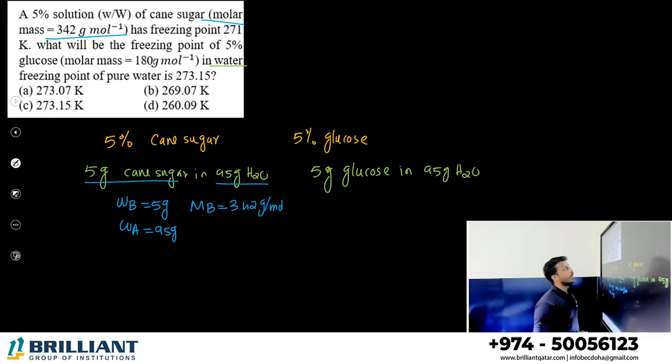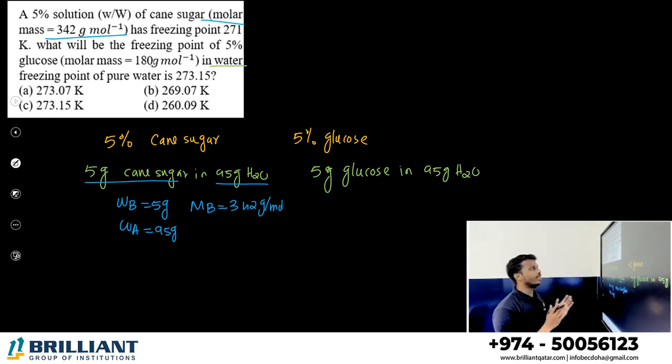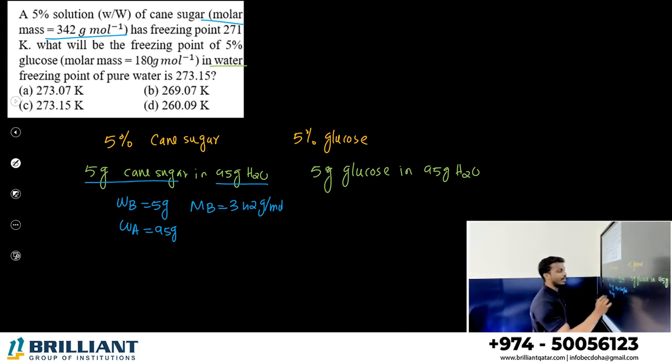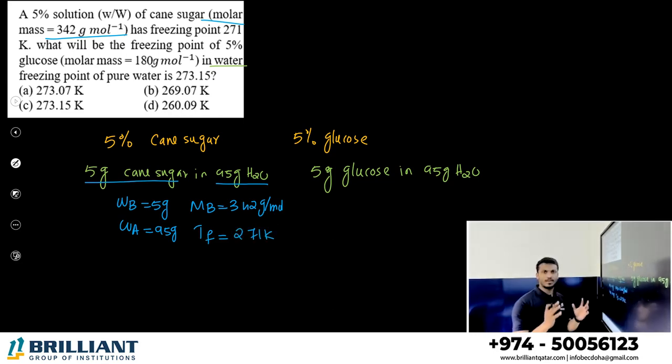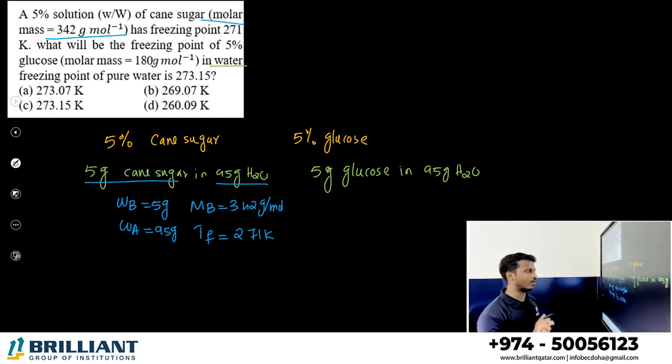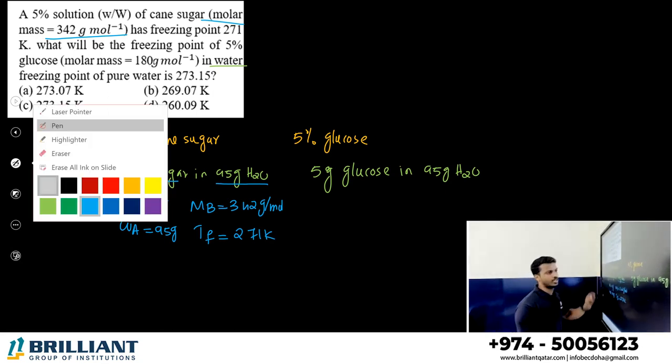All right, next. It is having a freezing point of the solution, not delta TF, but TF. The solution freezing point TF is given. What is the TF given? 271 Kelvin. The sucrose solution freezing point is also given as 271 Kelvin. Now, what is the other data given on the opposite side?